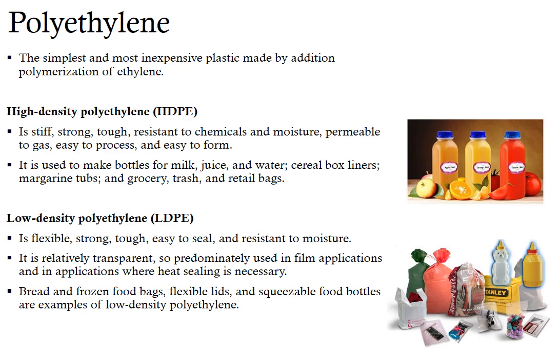On the other hand, low density polyethylene, which is flexible, is also strong, tough, easy to seal and is resistant to moisture but not chemicals. It is relatively transparent, so it can be used for film application and in applications where heat sealing is necessary. It is commonly used in your bread packaging, frozen food bags, flexible lids, squeezable food bottles, etc. Most of the packaging using transparent film is made up of low density polyethylene.